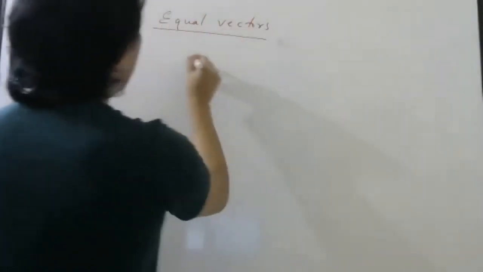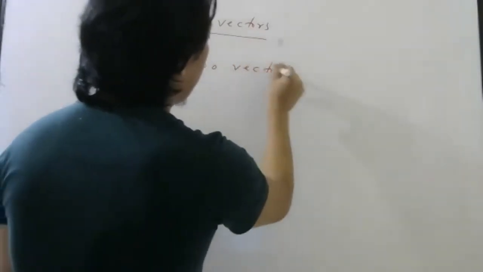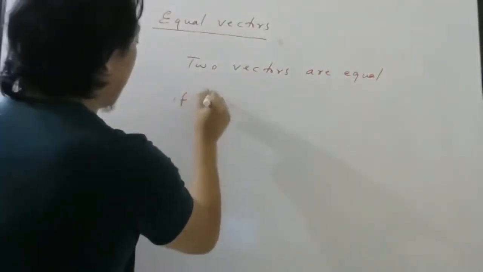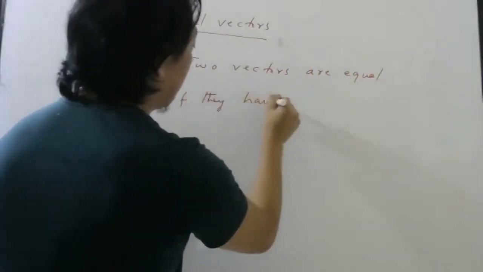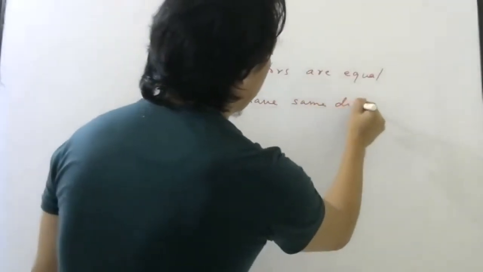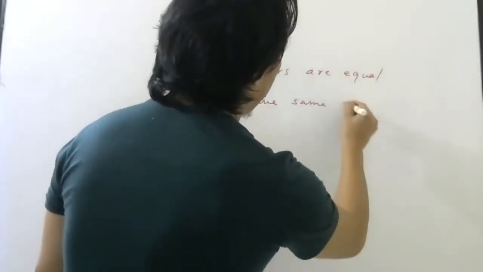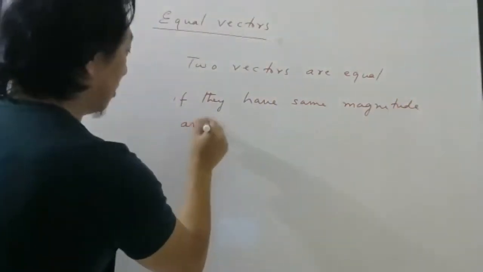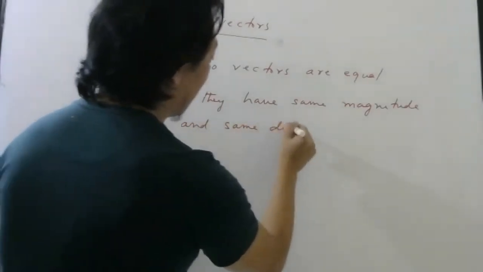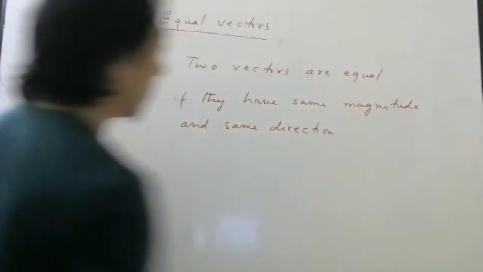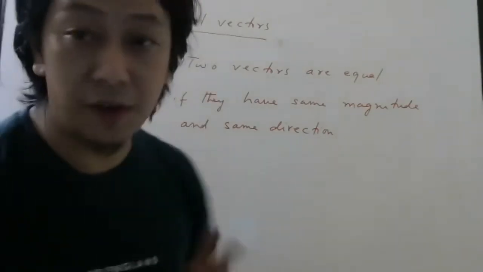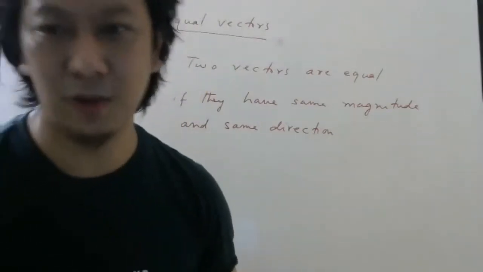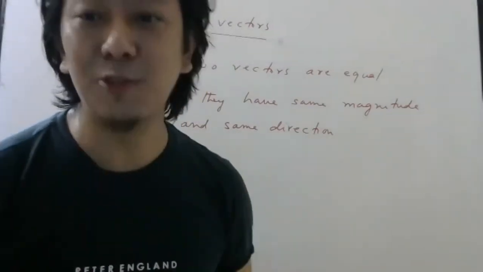So very simple. Two vectors are equal if they have same magnitude, and also same direction. Okay, so this is the criteria for two vectors to be equal. It is obvious because vectors have magnitude also, direction also. So both should be equal. Only magnitude should not be equal.